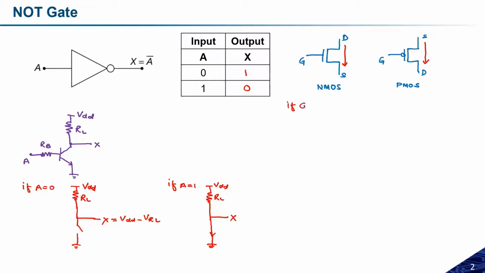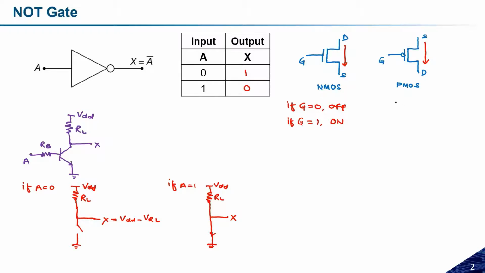If I'm talking about the NMOS transistor, and if G is equal to 0, this transistor is in the off state. This is the fundamental you should understand. Later on I will tell you more. Similarly, the second case is if the gate terminal is equal to 1. In that case, this NMOS transistor will be in the on state. If it is in the off state, it is open circuited, and if it is in the on state, then it is closed circuited.